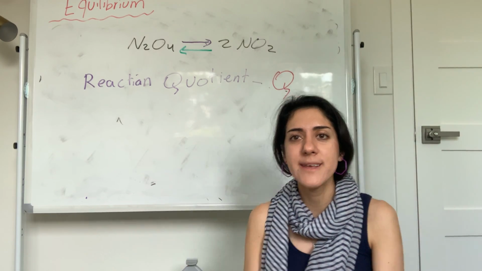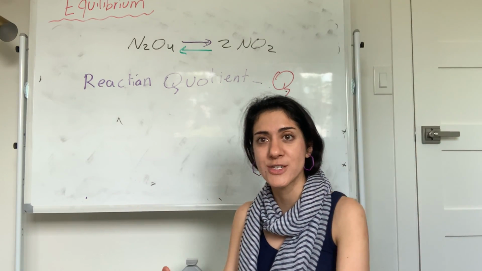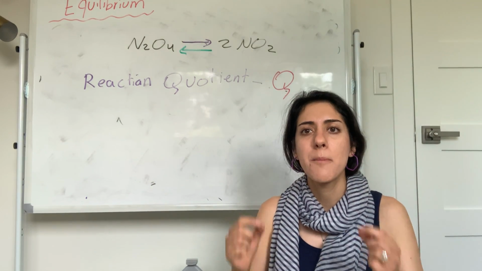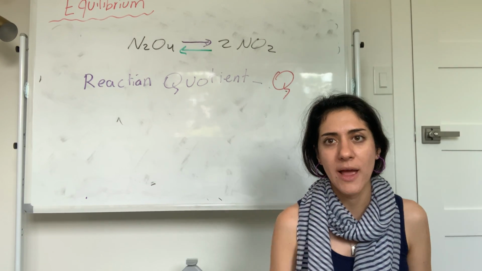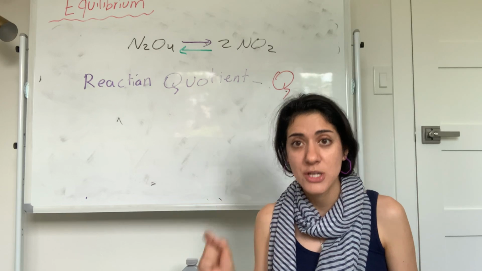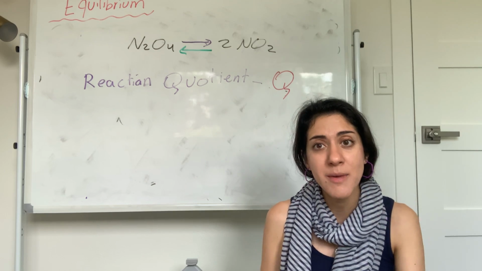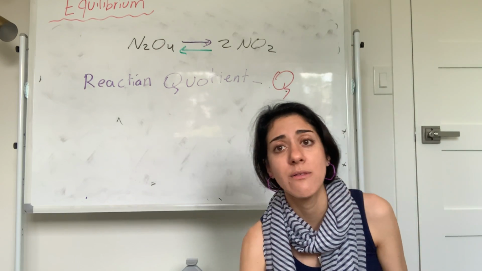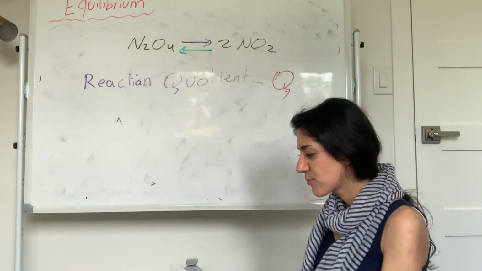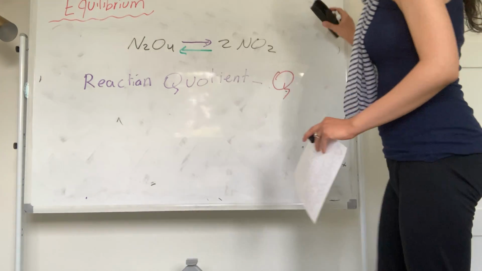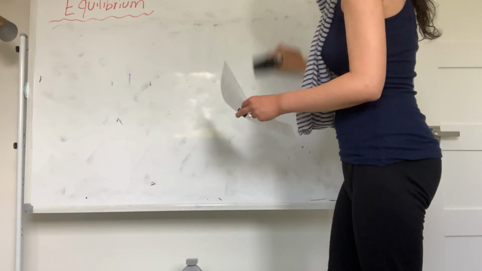So K was based on equilibrium concentrations. When they reach equilibrium, those are the concentrations. Now Q, you figure out based on the concentrations right now. If I have a reaction going on right now, I'm going to figure out Q. So K is based on the concentration at equilibrium, Q is based on the concentration you have right now. Q is the same formula as K: product over reactant. And the reason we do Q is because we want to know what's going on right now.